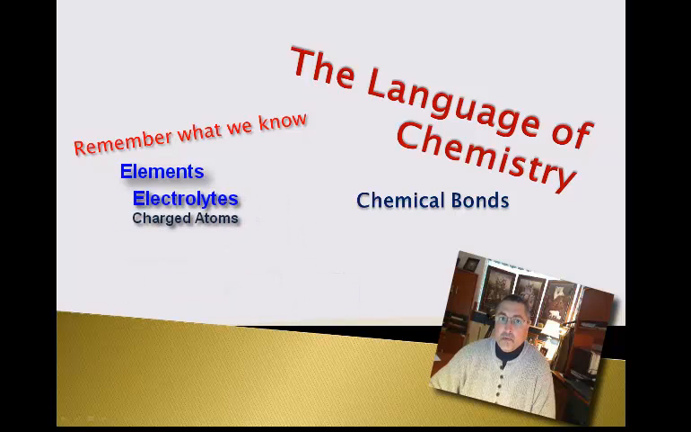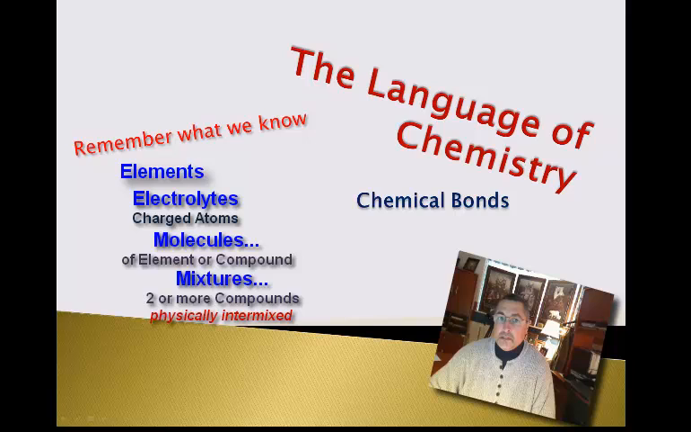We know that these elements can be found in our body as electrolytes, such as sodium and potassium. We also know that they can work together to create larger structures known as molecules. These molecules can be molecules of an element or molecules of a compound. And we further know that the individual compounds can physically intermix to make mixtures, and we identified three types of mixtures: solutions, suspensions, and colloids.